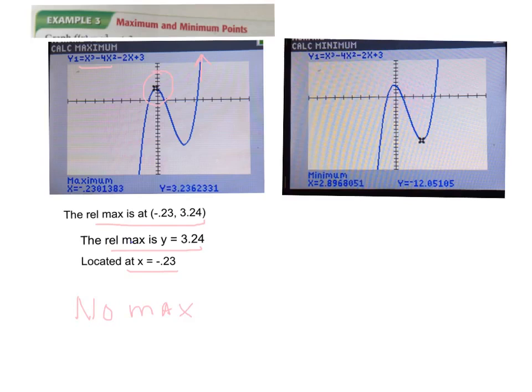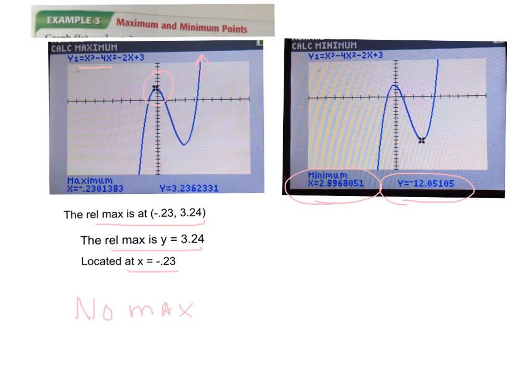Now looking at the relative minimum, you can see that I calculated it at the point 2.90, negative 12.05. The actual relative minimum is y equals negative 12.05, located at the x value 2.90. Notice that I tend to round to the nearest hundredth. In general, you should round to the nearest hundredth when you are not instructed otherwise.